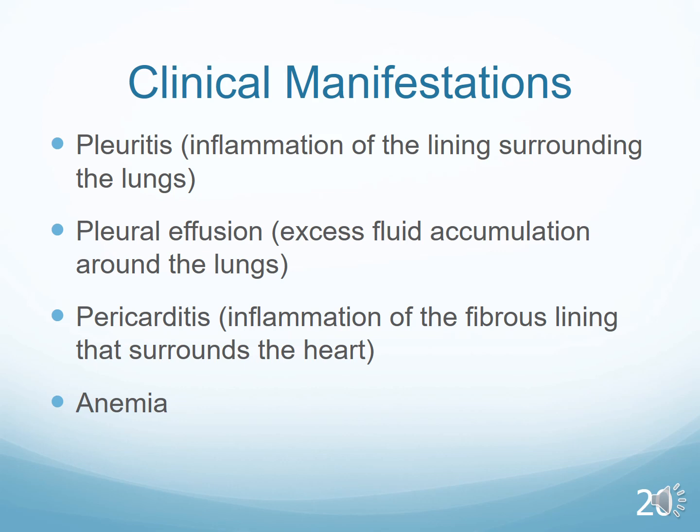So pleuritis. Pleuritis is an inflammation of the lining surrounding the lungs. You may see pleural effusions, which are excess fluid accumulations around the lungs. They may have pericarditis, which is inflammation of the fibrous lining that surrounds the heart. And they may have anemia if you are looking at their lab studies.